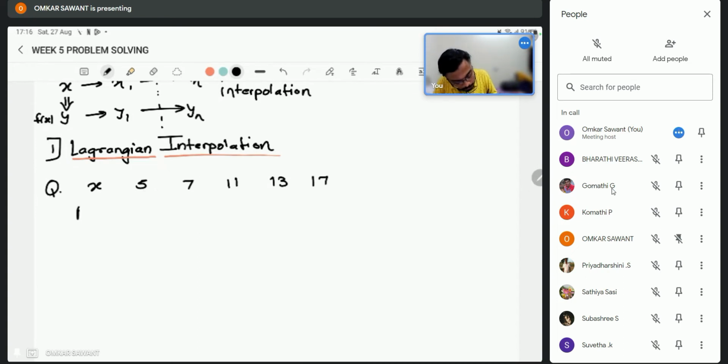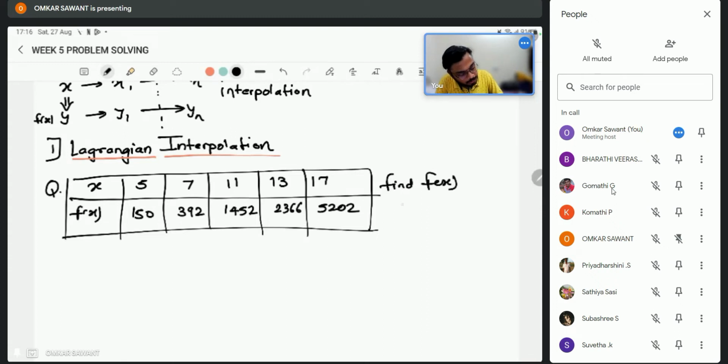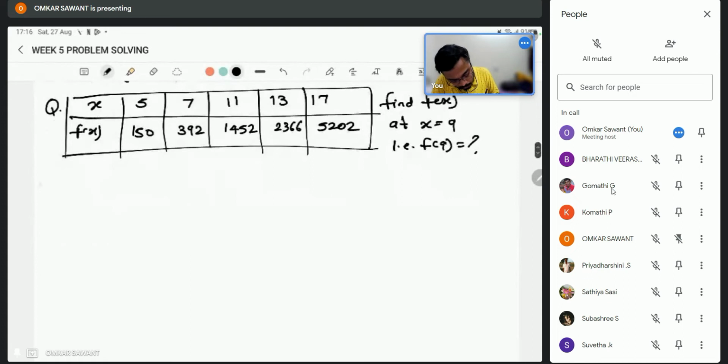The corresponding f of x values are 50, 392, 1452, 2366, and 5202. The question is, you have to find the value of function f of x, find f of x at x equal to 9. That is f of 9. So we will solve this by Lagrangian interpolation.